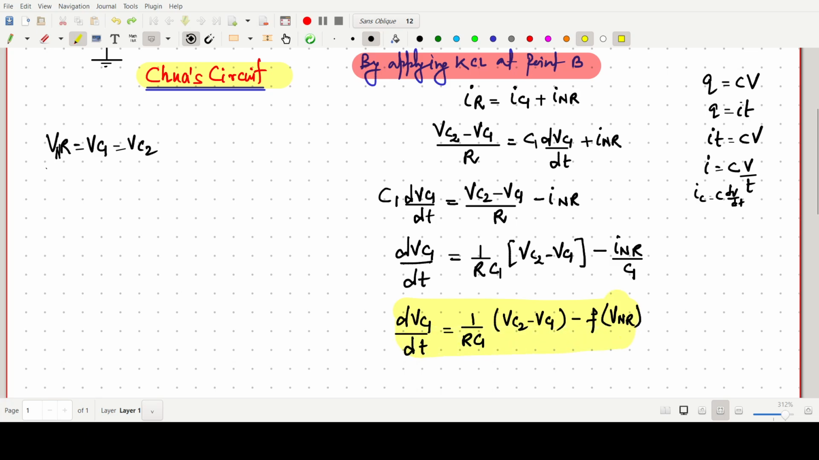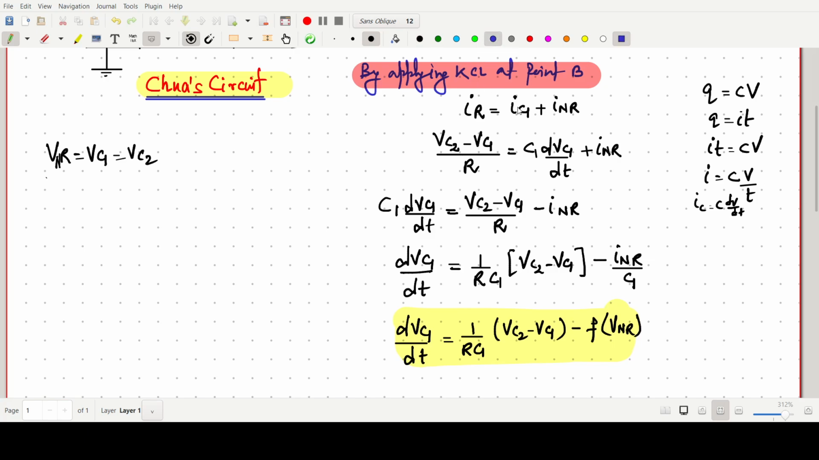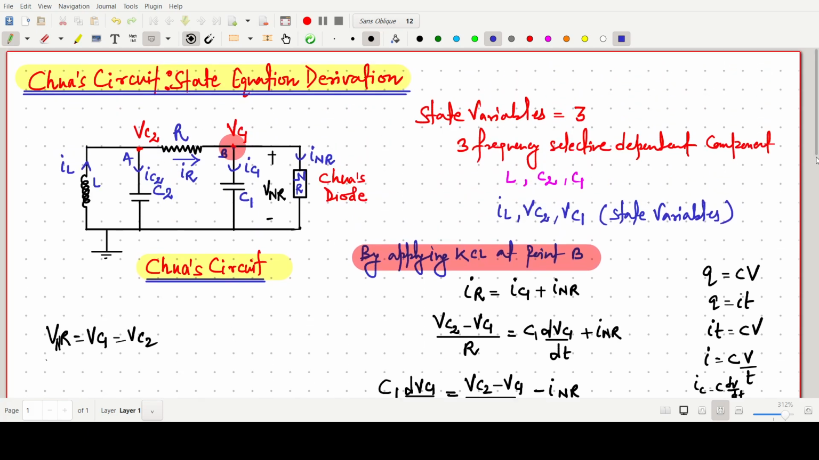This one is the first equation. I am saying this one is equation number 1. Now one equation is there. Now what we will do, again apply Kirchhoff's current law at point A.